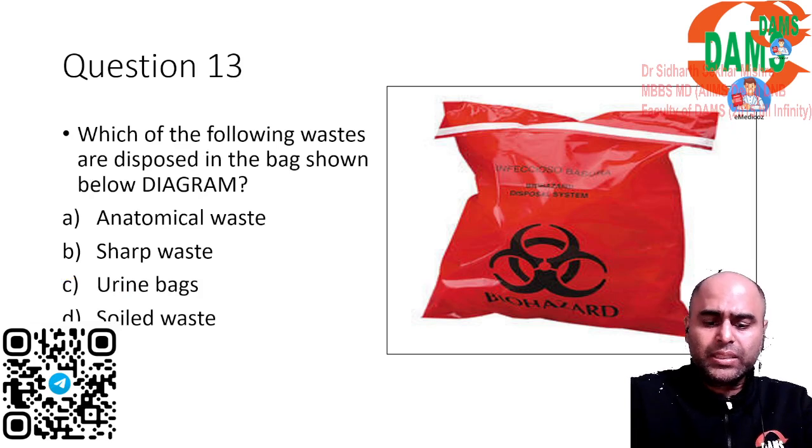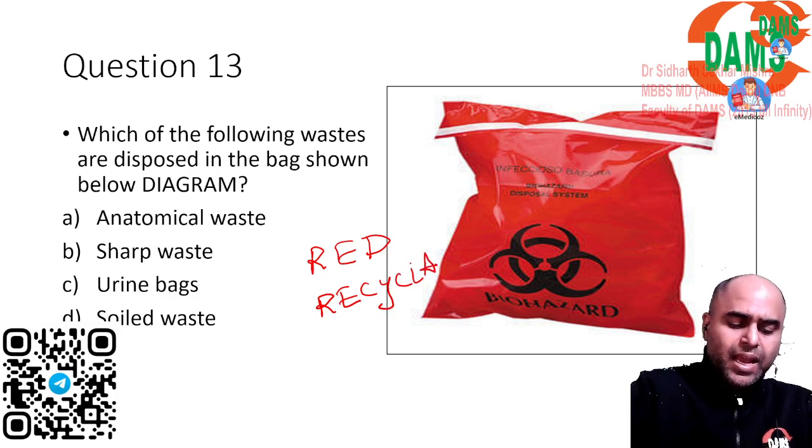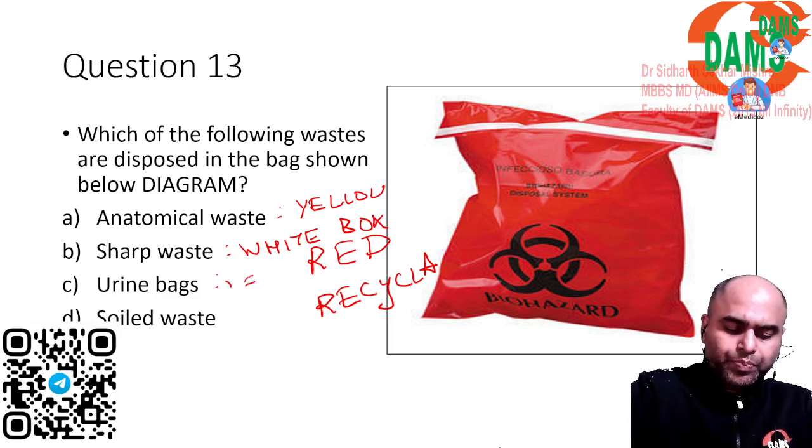This, my dear students, is a red color biomedical waste bag, which is basically used for recyclable stuff. Anatomical waste, no point in recycling, put it in yellow. Sharp waste goes into the white box. Urine bag goes into yellow. Sorry, urine bag goes into red.